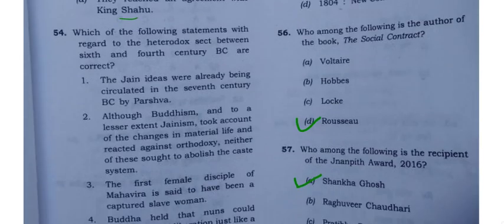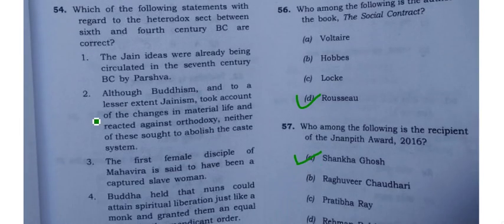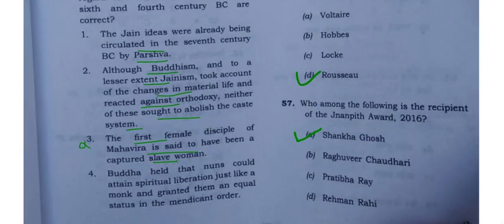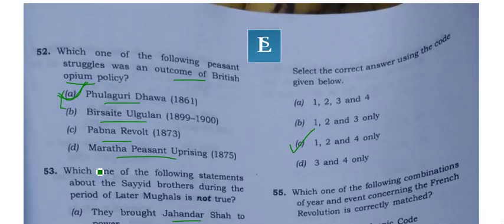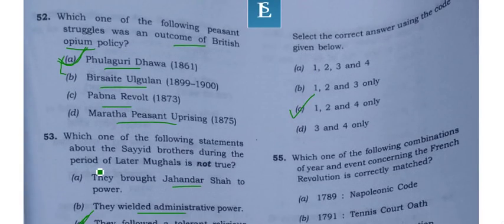Which of the following statements with regard to heterodox sects between the 6th and 4th century BC are correct? The Jain ideas were already being circulated in the 7th century BC by Parshva. Although Buddhism and to a lesser extent Jainism took account of the changes in material life and reacted against orthodoxy, neither of these sought to abolish the caste system. Okay, this also seems right. The first female disciple of Mahavira is said to have been a captured slave woman. So this seems the wrong option. Buddha held that nuns could attain spiritual liberation just like a monk and granted them an equal status in the mendicant order. So that seems right. So we can go with option C. 1, 2 and 4. The third option is not true.